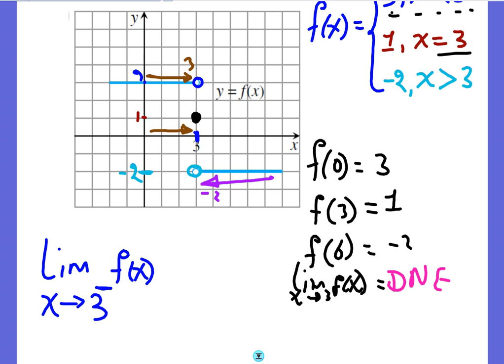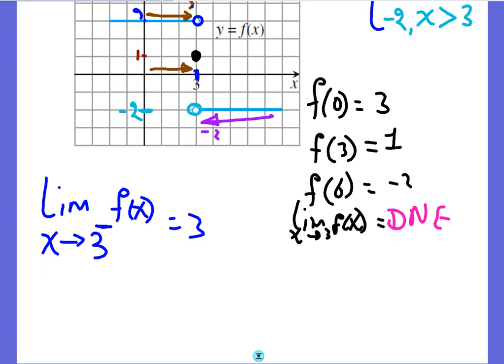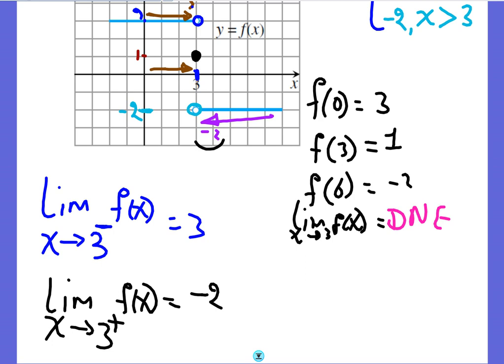From the left side, it is this 3. It is 3. And from the right side, the limit as x approaches 3 from the right side, we use positive above 3. As x approaches 3 from the right side of f of x is what you have here, is negative 2.